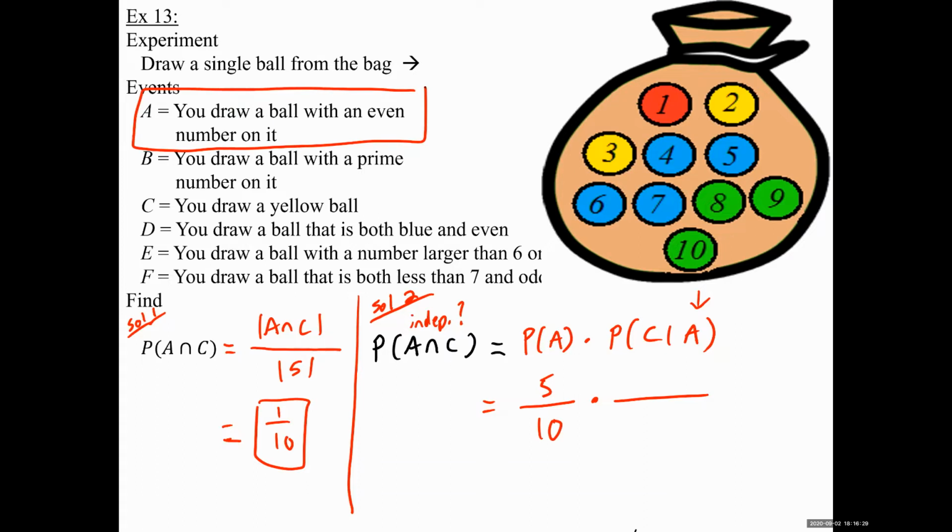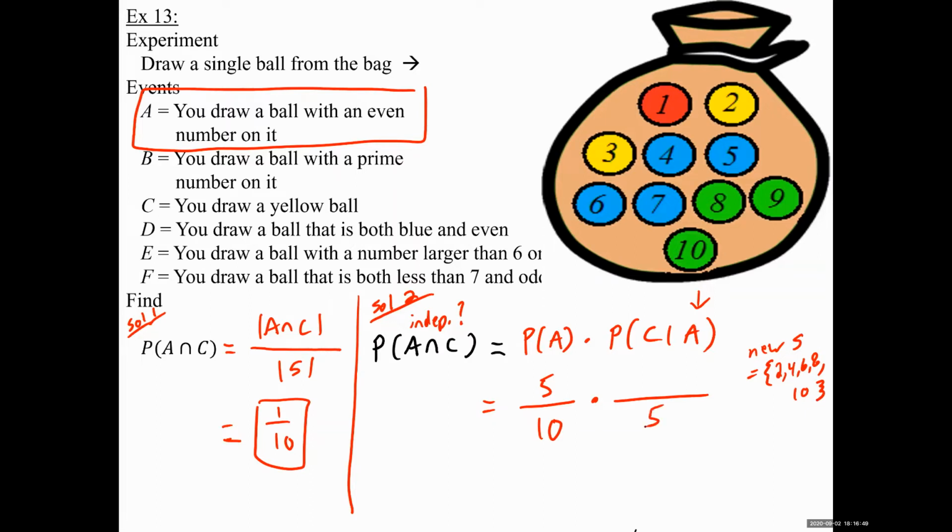Once you told me it's an even number, some numbers in the bag are not possible anymore. So I want to figure out what the new bag is. So you think about the new sample space. I'll write it over here. You said, oh, Greg, you drew an even number. Okay, then it must have been 2, 4, 6, 8, or 10. Okay, so my new sample space has 5 things in it.